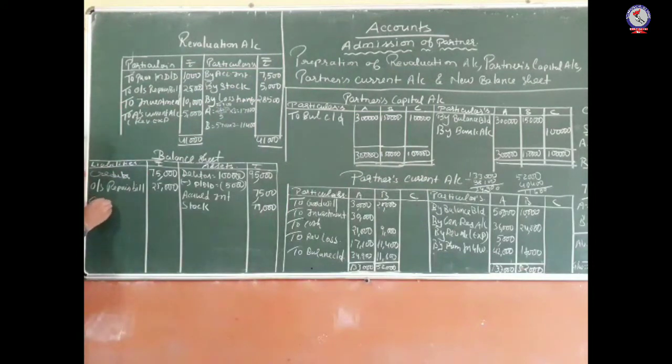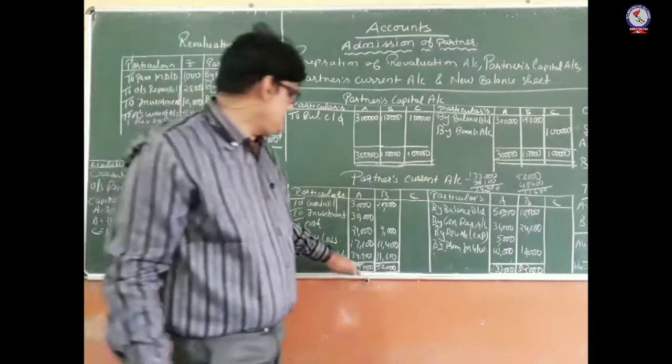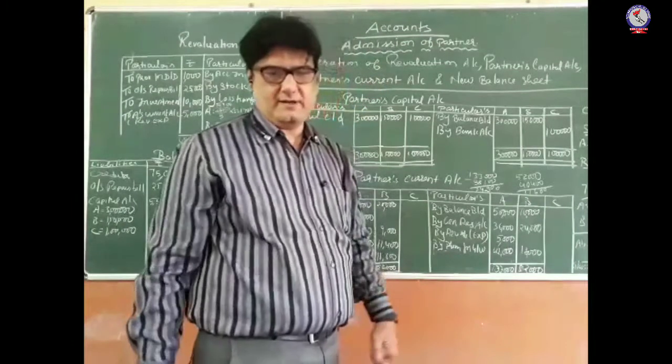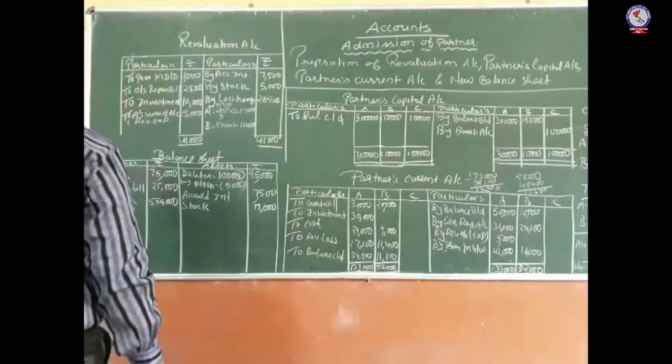So capital account, that is A, B and C, 3 lakh, 150 and 1 lakh. So this becomes 3 and 1, 4 and 1, 5, 5 lakh 50. Okay. Now the current account balance is 34,900 and 11,600. This will also go on the liability side.